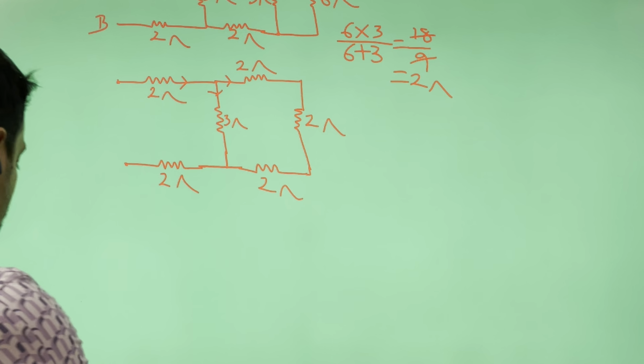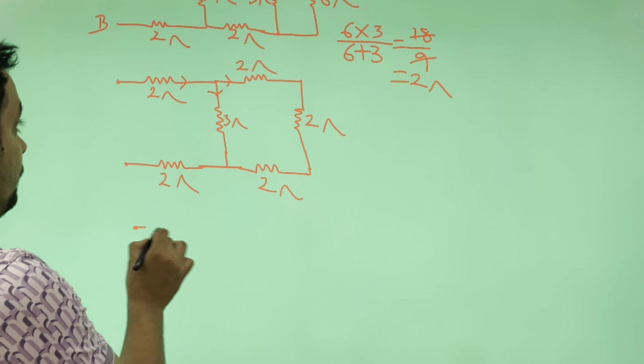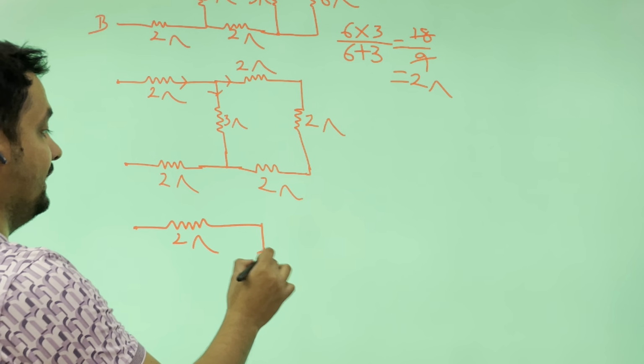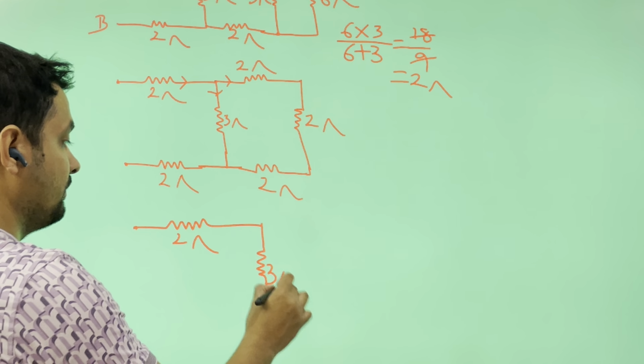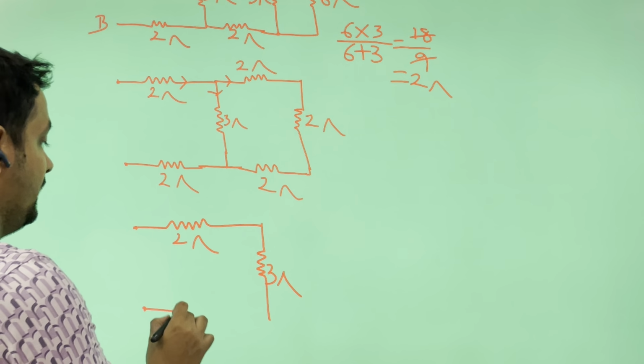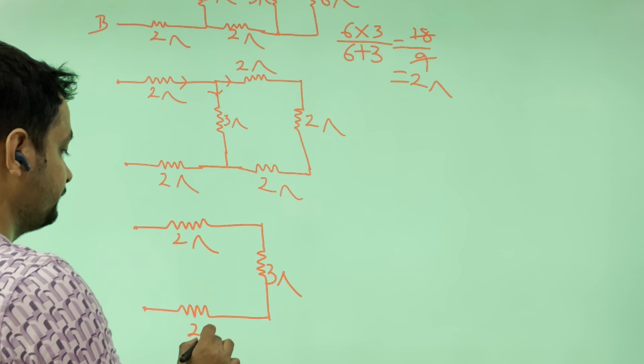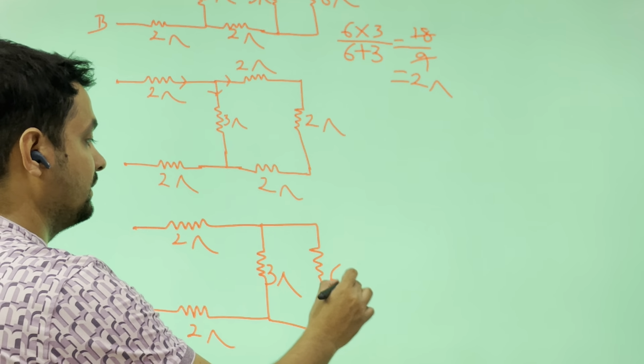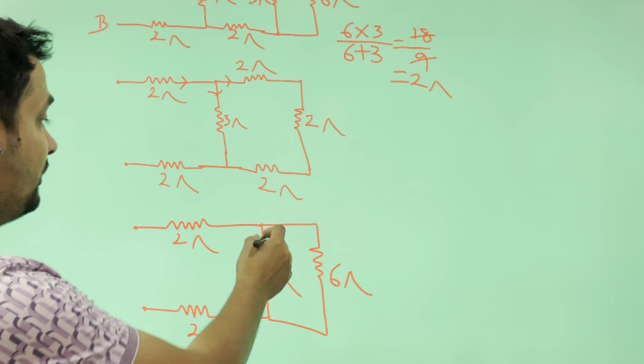So see here, this is 2 ohm, then here 3 ohm, and then here it is again 2 ohm, then this is 6 ohm. The same thing is again 2 ohm.